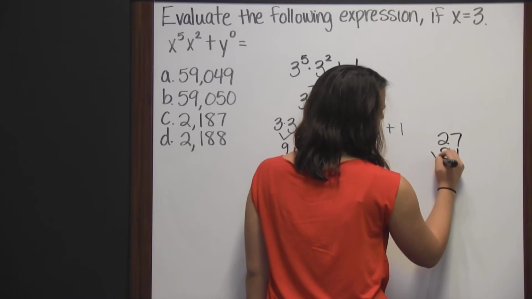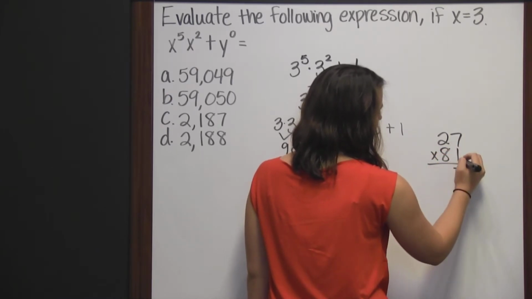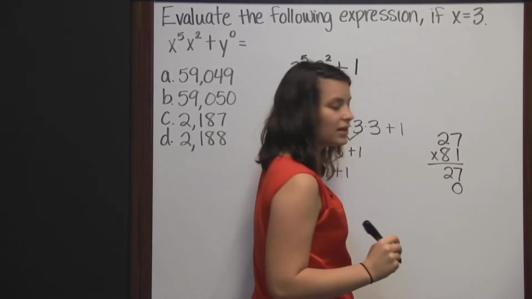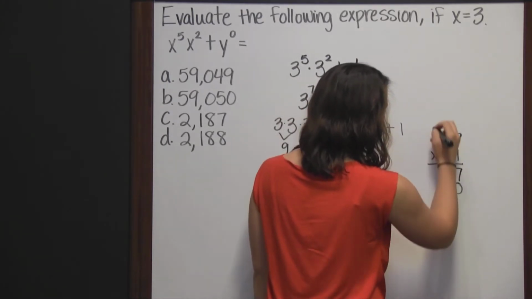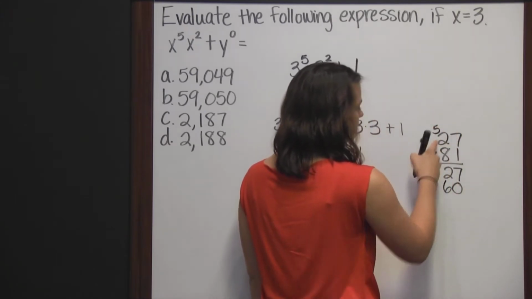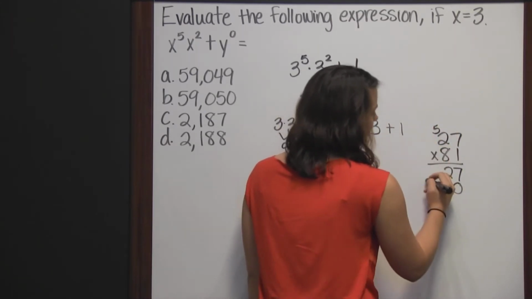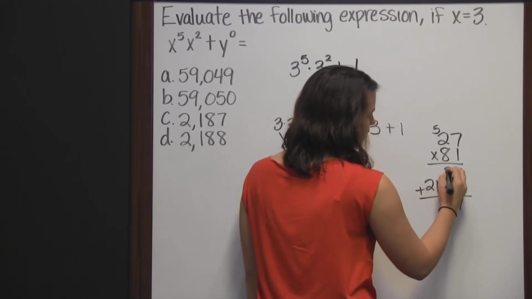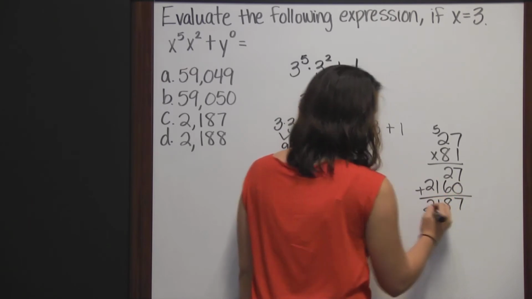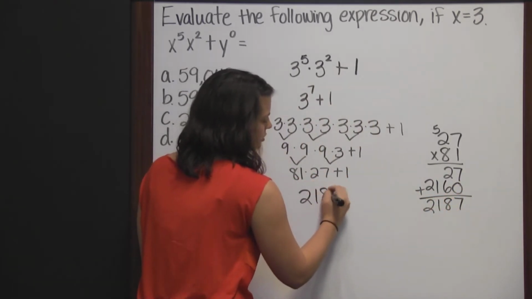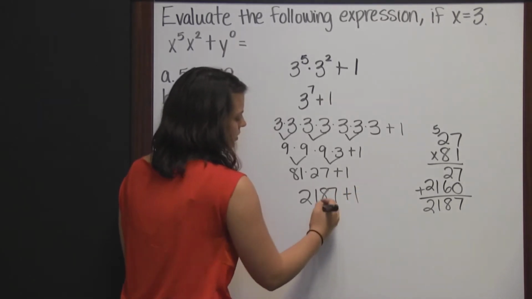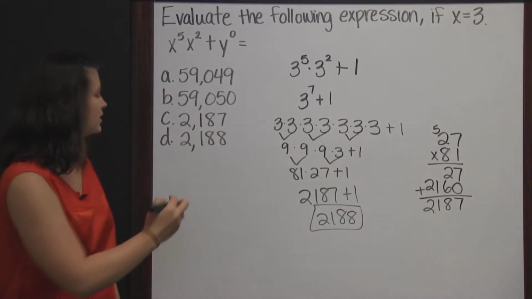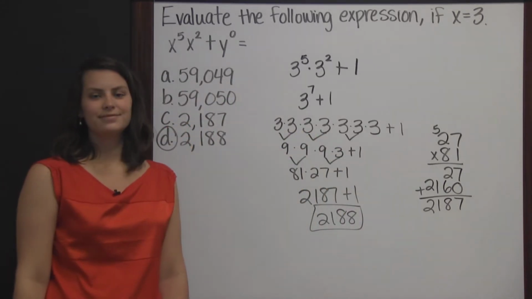27 times 81. 1 times 7, 7, 1 times 2, 2, 0 placeholder. 8 times 7 is 56, so write the 6, carry the 5. 8 times 2 is 16, plus 5 is 21. So that's 7, we're adding these together, 8, 1, 2. So 2,187 plus 1, which is 2,188. So that's our answer. Answer D.